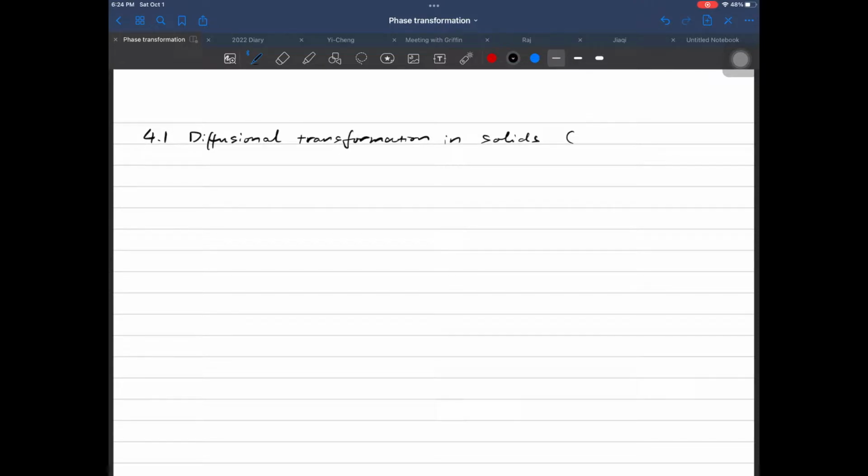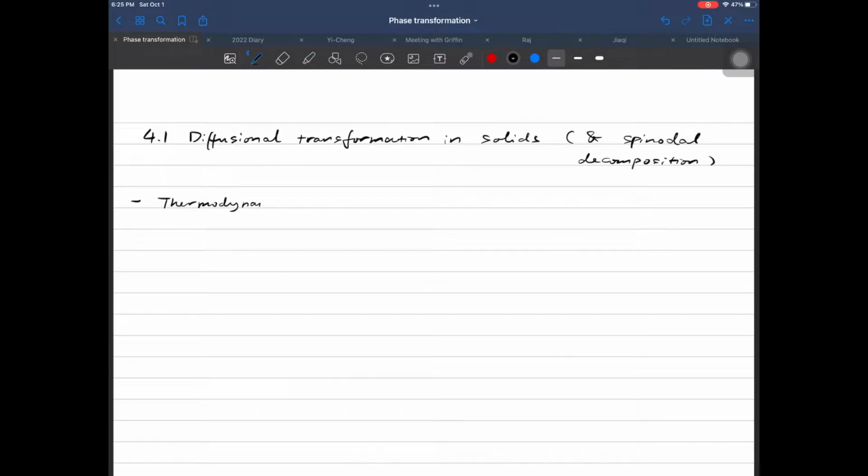In the first three videos, we'll focus on the diffusional transformation, and the last video will look at the martensitic or displacive transformation. In this video specifically, we'll look at a special case of diffusional phase transformation. It is called spinodal decomposition. Without further ado, let's go straight to the topic.